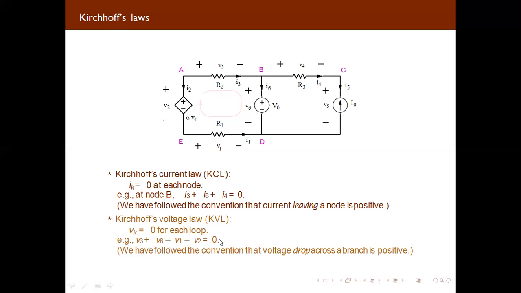Both have the same meaning. You can explain Kirchhoff's voltage law in any way. The algebraic summation across each element in a closed loop will be 0 if you solve it like this. And if you say potential drop across each branch equals potential rise across each branch, you can write it like V3 plus V6 equal to V1 plus V2.